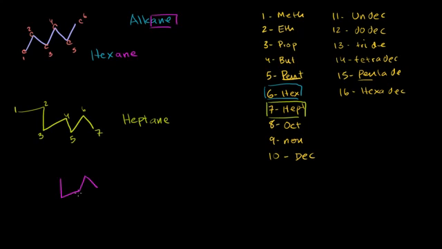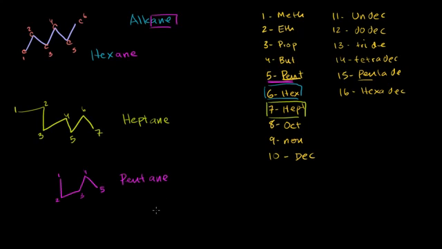So 1, 2, 3, 4, 5. Okay, so that's 5 right there. I have 1, 2, 3, 4, 5 carbons in a chain. If I just have 5 carbons in a chain like this, it would be pentane. But if I have 5 carbons, then they form a ring.